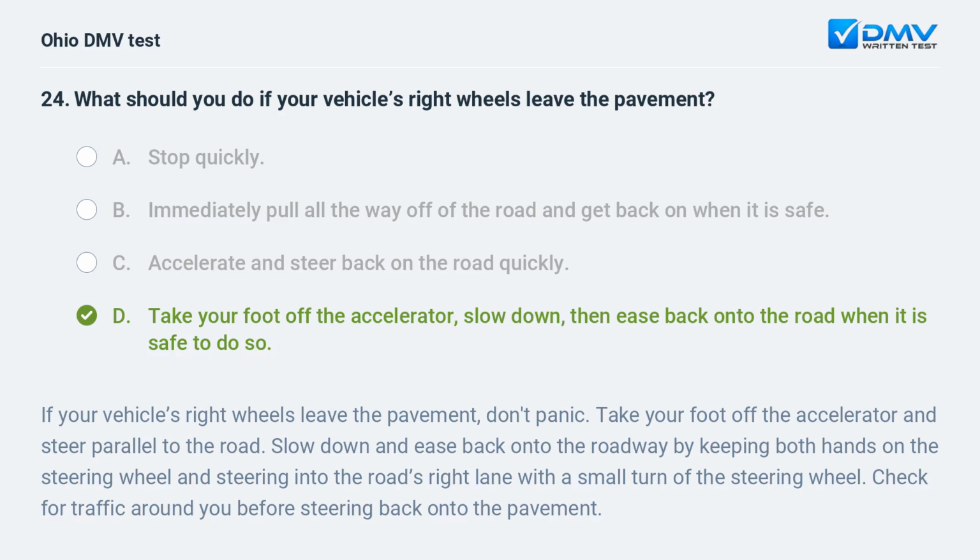If your vehicle's right wheels leave the pavement, don't panic. Take your foot off the accelerator and steer parallel to the road. Slow down and ease back onto the roadway by keeping both hands on the steering wheel and steering into the road's right lane with a small turn of the steering wheel. Check for traffic around you before steering back onto the pavement.